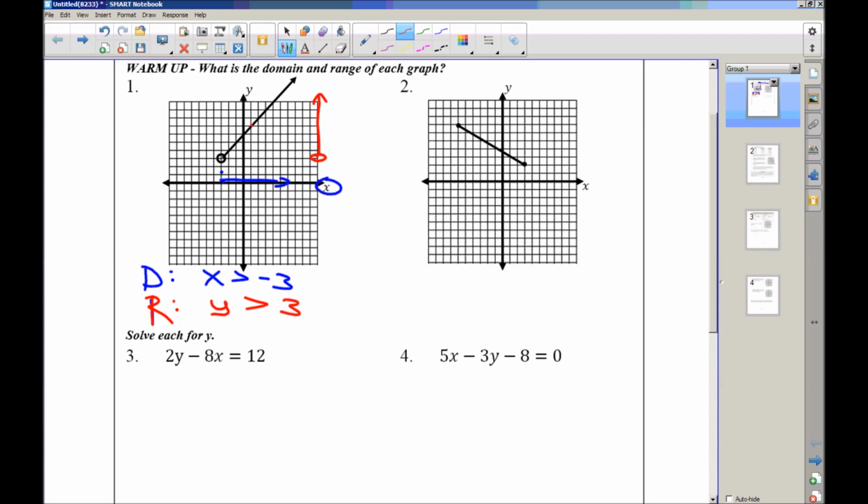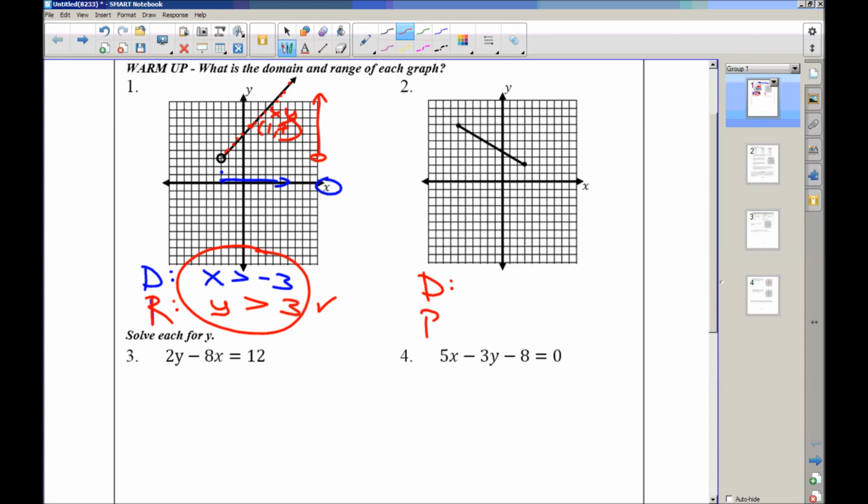So for instance, if we picked a point on here like this one, which is (1, 7), then 1 would be inside our domain. This is our x, so 1 is greater than -3. And 7 would be in our range because 7 is greater than +3. Okay, 7 is our y coordinate. So the list of all the x and y coordinates that cover this line are included in this domain and range.